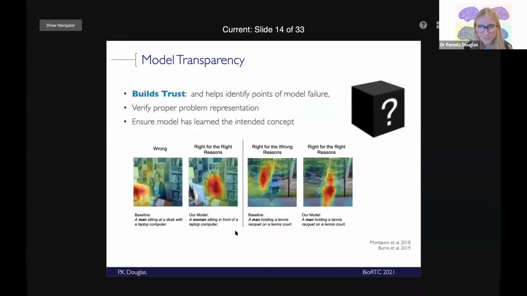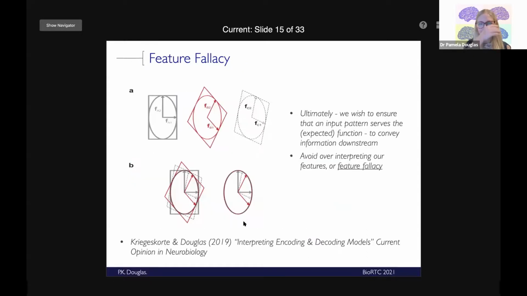And when we know what the models are doing, it also helps us build trust. It helps us understand and verify that the proper problem representation has indeed been instantiated within the model. And it ensures that the model has learned the right concept and is not operating on something spurious related to that particular training data set. And that most certainly has happened. I'll show you more in just a moment. But ultimately, we would like to ensure that an input pattern essentially serves the expected function, which is to convey information about a particular class downstream.